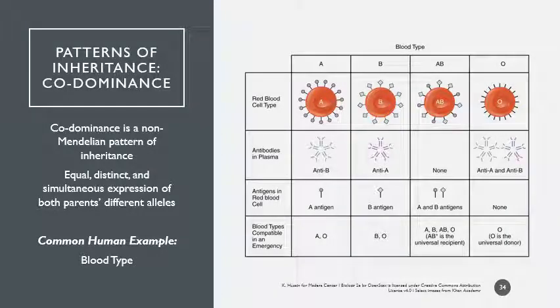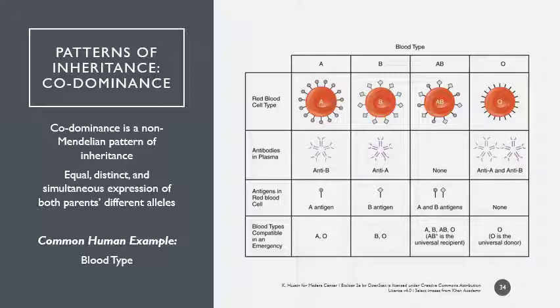One kind of interesting pattern of inheritance that is non-Mendelian is codominance. So this is a situation where you have two separate alleles that are expressed equally. One is not dominant over the other. You can see and visualize both of them perfectly well. So one example of this in flowers might be if you have a splotchy flower that has two separate colors, like if it's like red and white in equal amounts, that might be codominance. In a human example, blood type is the most common.